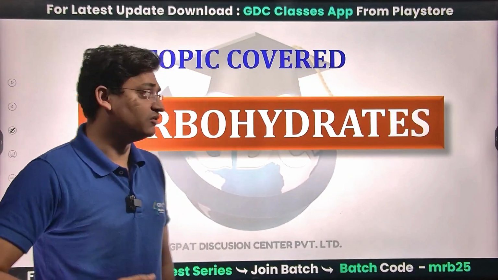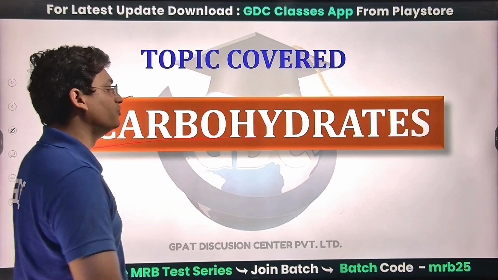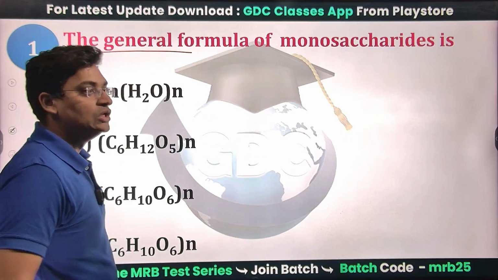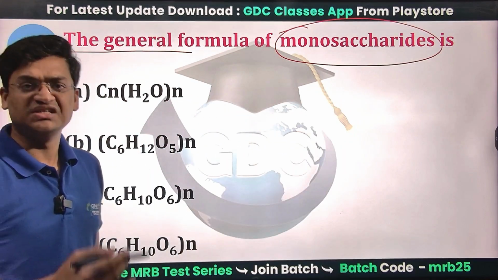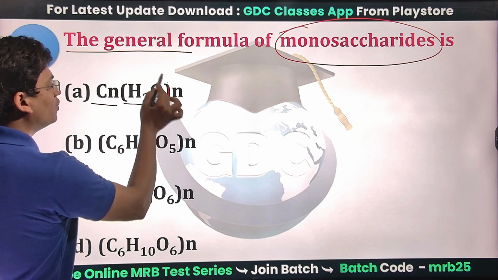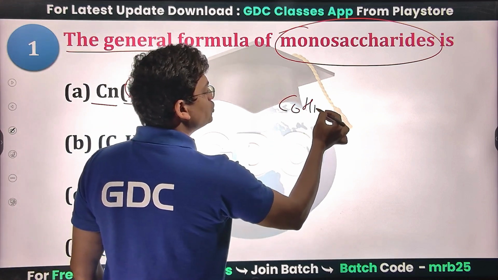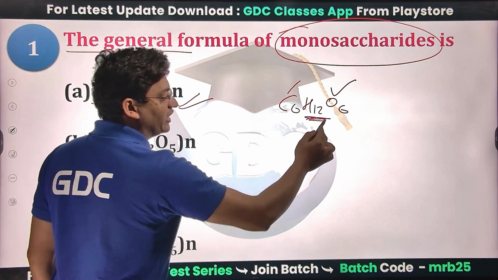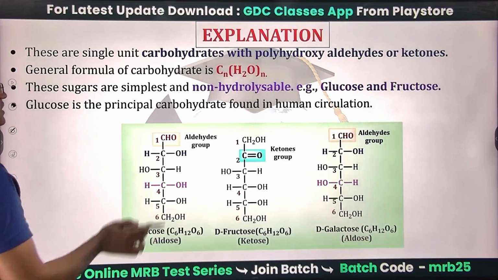Carbohydrate topics you can also have from the questions. So the first question we have: the general formula of a monosaccharide is. For monosaccharides like glucose, galactose, and fructose, we have the formula Cn(H2O)n. So for glucose, we have C6H12O6. The number of carbons and the number of oxygens are equivalent, and the number of hydrogens is just double. So the first option is correct. A will be the right answer.